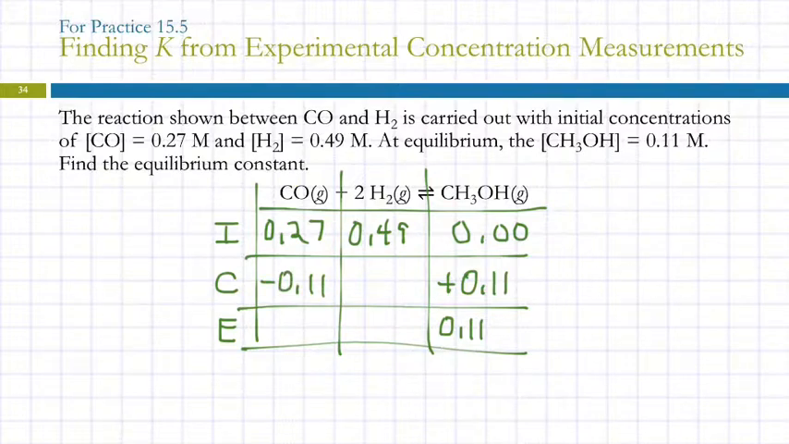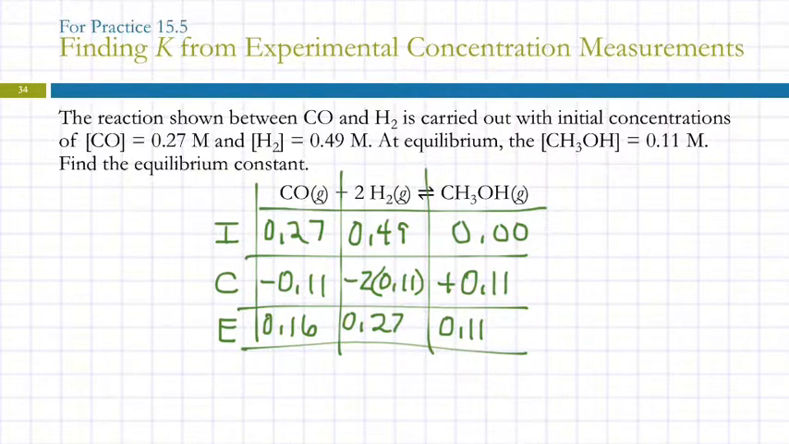What's the change for the hydrogen? It's going to be 2 times negative 0.11. Because it requires 2 molecules of hydrogen for every molecule of methanol that's made. Any questions? Now you add those columns. So 0.27 minus 0.11 is 0.16. And 0.49 minus 0.22 should be 0.27. Correct me if I screw up.